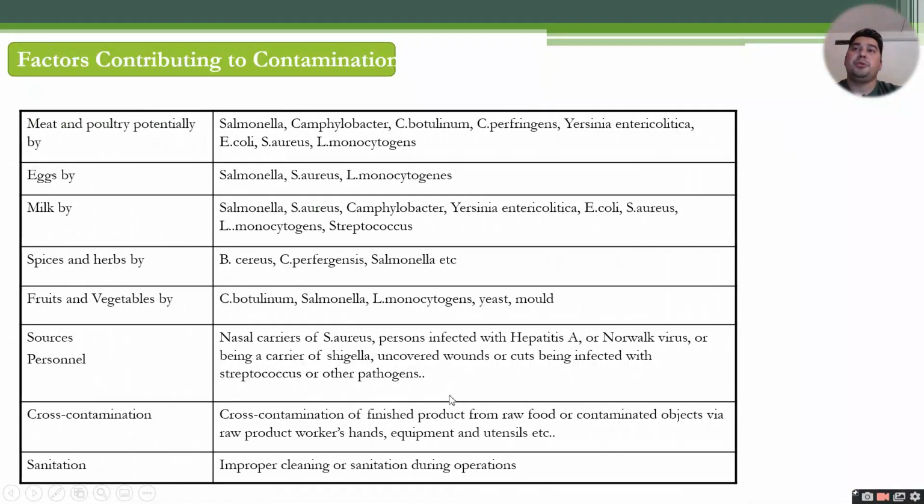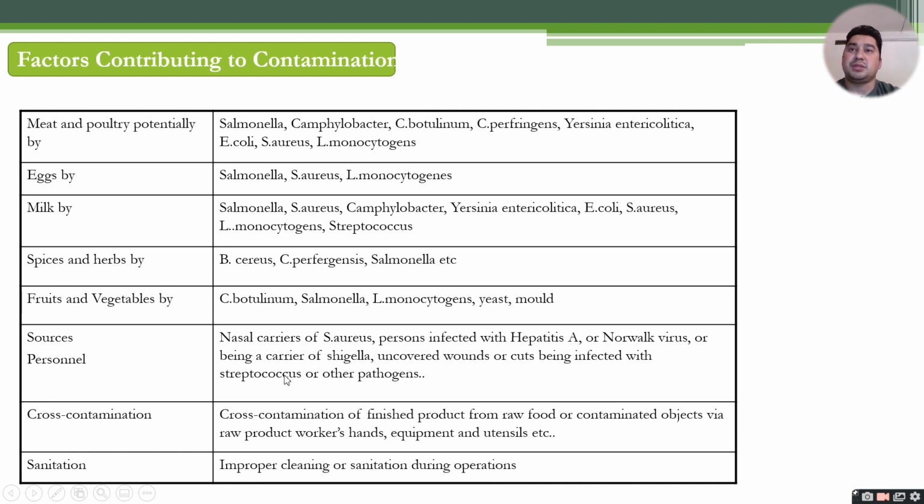Then we have the factors contributing to contamination. What are the factors that can cause contamination? Meat and poultry can potentially be contaminated by Salmonella, Campylobacter, Clostridium botulinum, Clostridium perfringens, E. coli, Staphylococcus aureus, and Listeria monocytogenes. Eggs can be contaminated by Salmonella, Staphylococcus aureus, and Listeria monocytogenes. Milk can be contaminated by Salmonella, Staphylococcus aureus, and certain other things. These are the products, and these are the bacteria that can contaminate these food products.